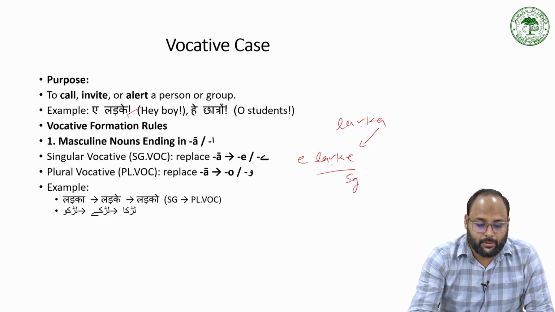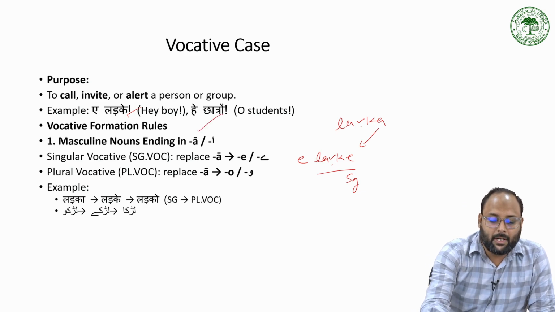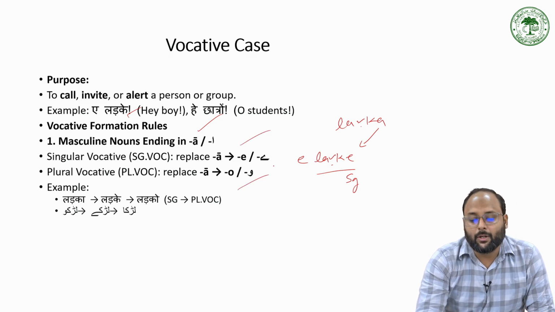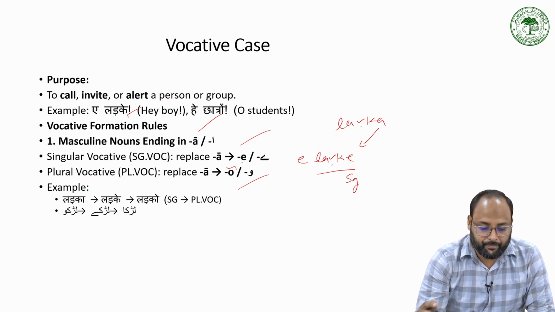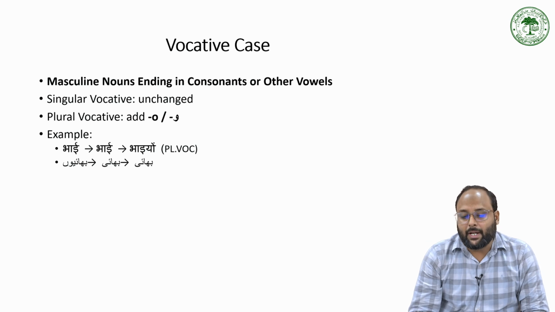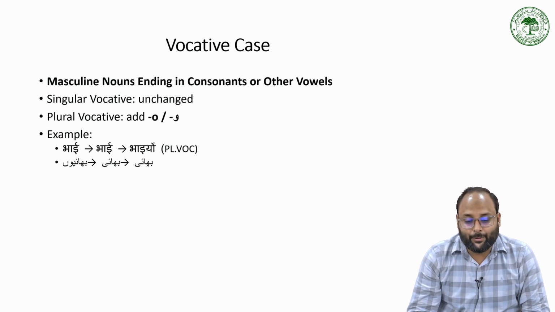So that is the thing we have for the 'a' ending. For singular we use 'ऐ लड़के', for plural we use 'ऐ लड़को'. So there is an 'o' marker, 'ऐ लड़को'. When the noun ends with a consonant or another vowel, it becomes like 'ऐ भाई', 'ऐ भैयों'.